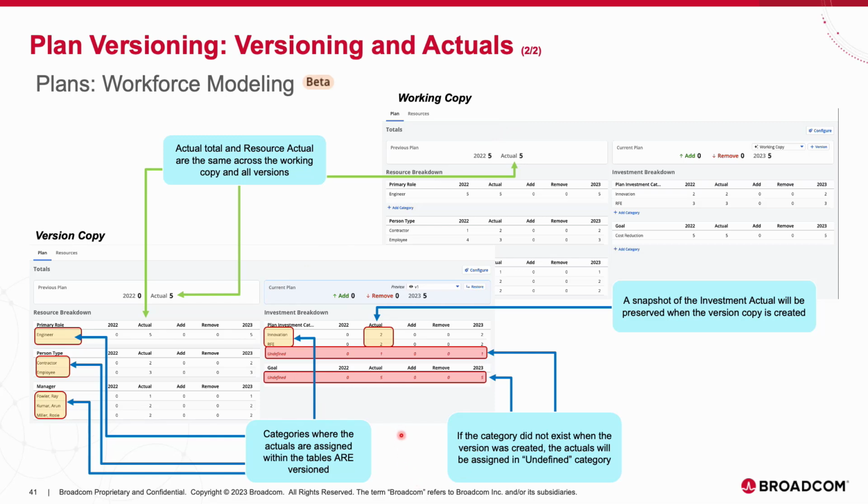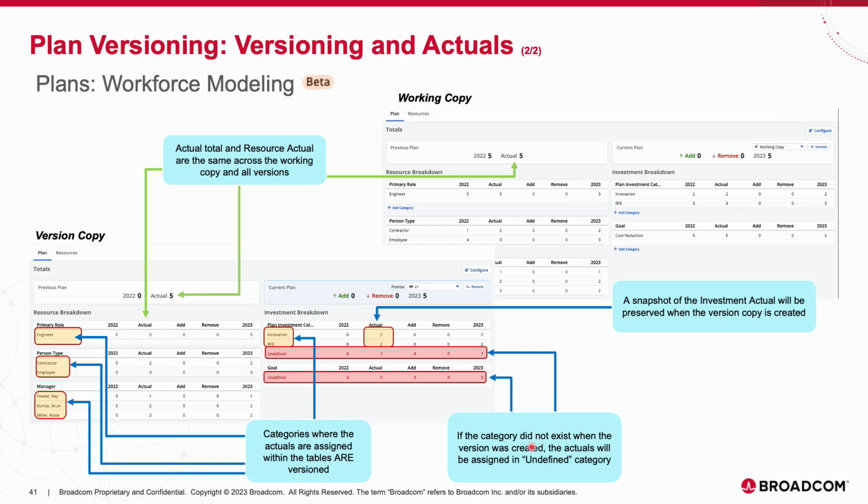And also, the categories where those actuals are assigned within the tables are versioned. So all these categories within the resource breakdown tables and the investment breakdown tables are versioned. Now, one thing to note is that the investment actuals are versioned. So the version copy takes a snapshot of the actuals at that time, of what the value of those actuals are. So if you look at it here, these values are different than the actuals displayed within the working copy, because it was taken at a different period of time.